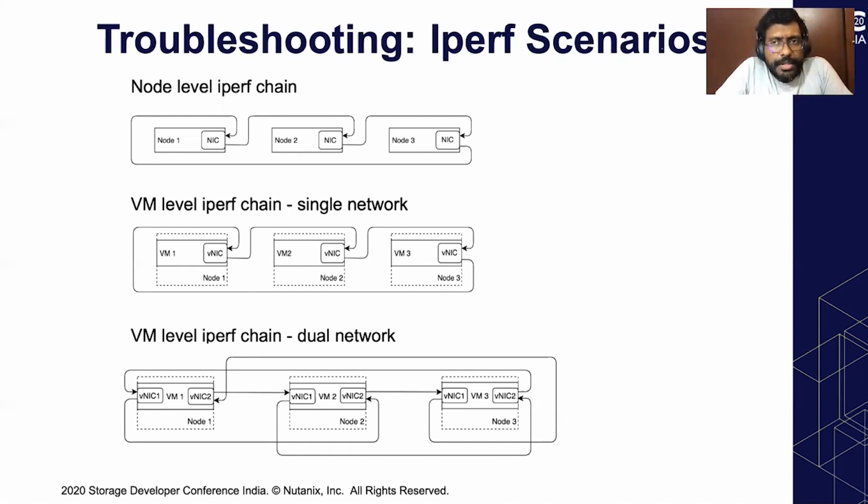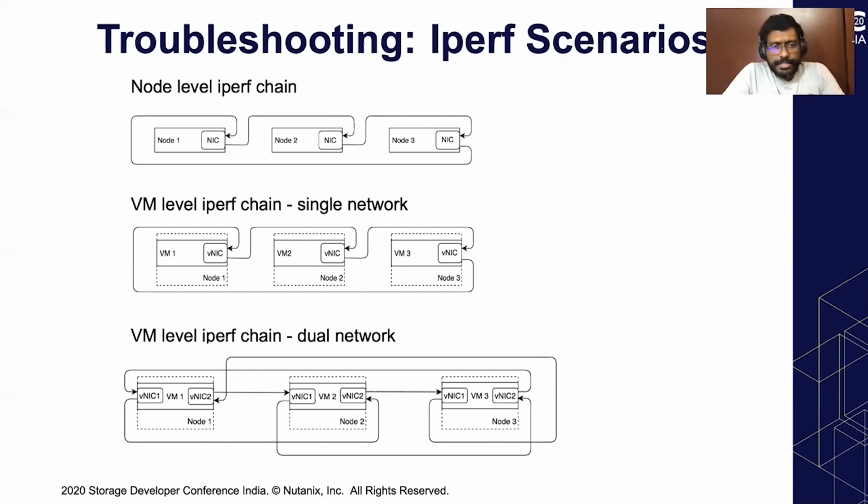The second scenario is a VM level Iperf chain using a single network. Here we'll be running Iperf on virtual machines. We'll deploy one VM on each host of the cluster, and Iperf connections will be in a chain. The intention of this scenario is to identify the virtualization overheads. By comparing this result with the node level Iperf result, we'll be able to figure out how much of the performance drop is coming from the virtualization layer and what tunings are required there.